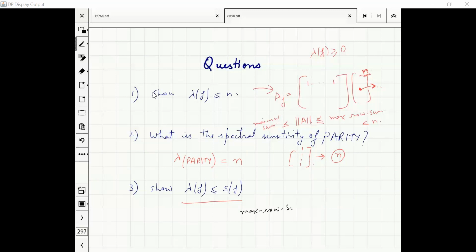So max row sum is actually equal to sensitivity by definition, right? The sum at any row x is the sensitivity of f at that input x. So the max row sum is the sensitivity. And in some sense, that's why I'm calling it spectral sensitivity, because this is encoding sensitivity.